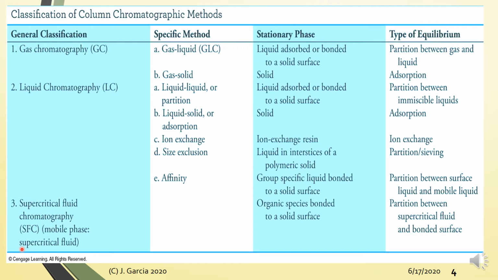Alright, so specific methods under GC and HPLC. For GC, you have gas liquid and gas solid chromatography. The word that follows refers to the phase of the stationary phase. So gas liquid refers to a stationary phase that is liquid, usually bonded or attached on a solid support matrix. For gas solid, what you have there is a solid stationary phase.